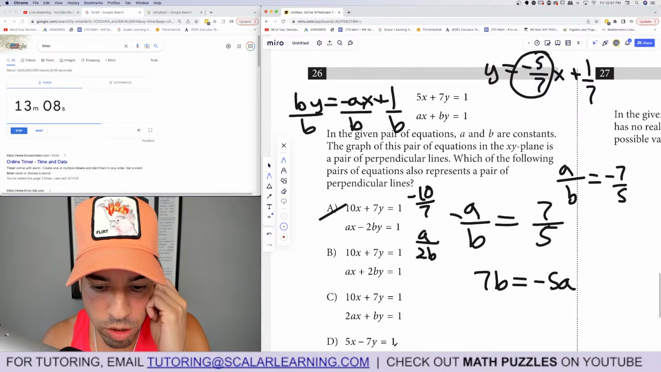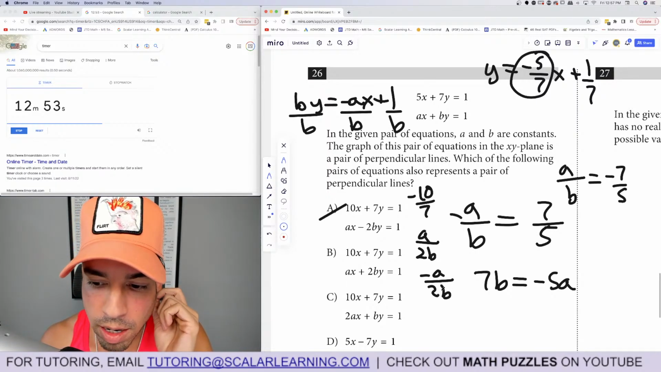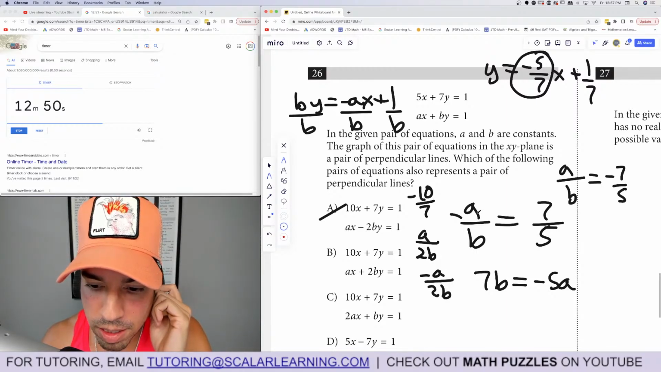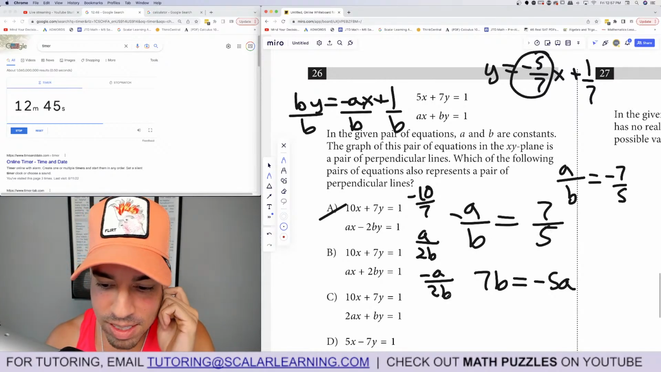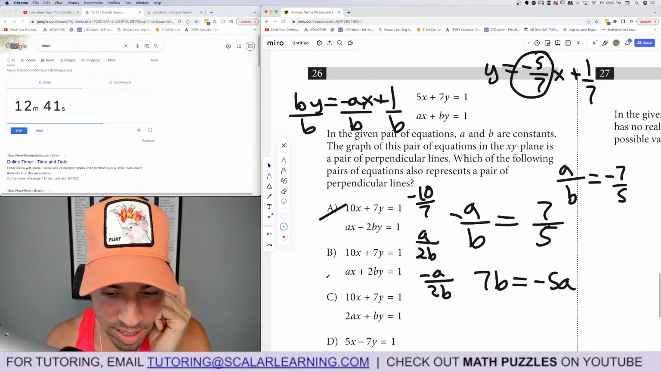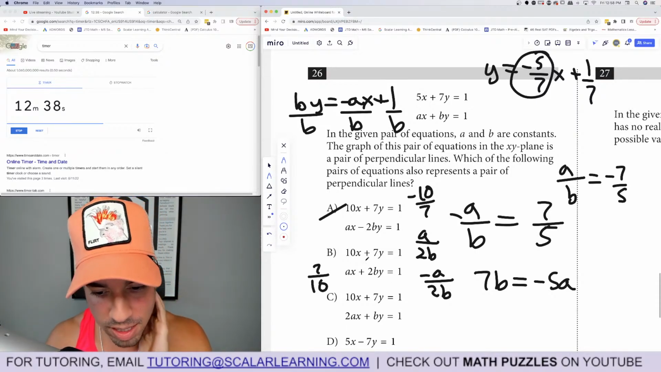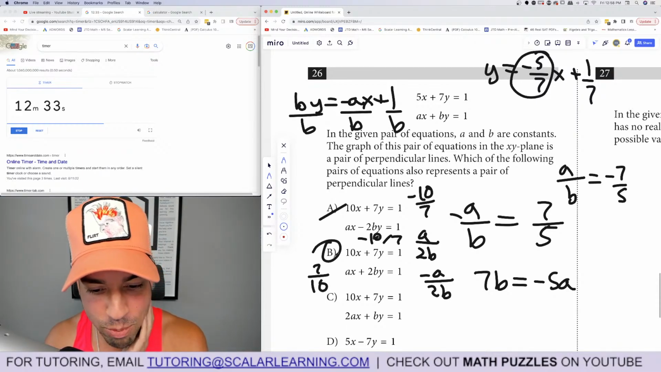Okay, once again, negative 10. Oh, these are all negative 10/7. Amazing. So I think it's B. Because we'd have a slope of negative A over 2B. And since negative A over B is 7/5, negative A over 2B would be 7/10. So this would have a slope of 7/10, and this would have a slope of negative 10/7. All right, so these are perpendicular. So I'm pretty sure B is the answer.